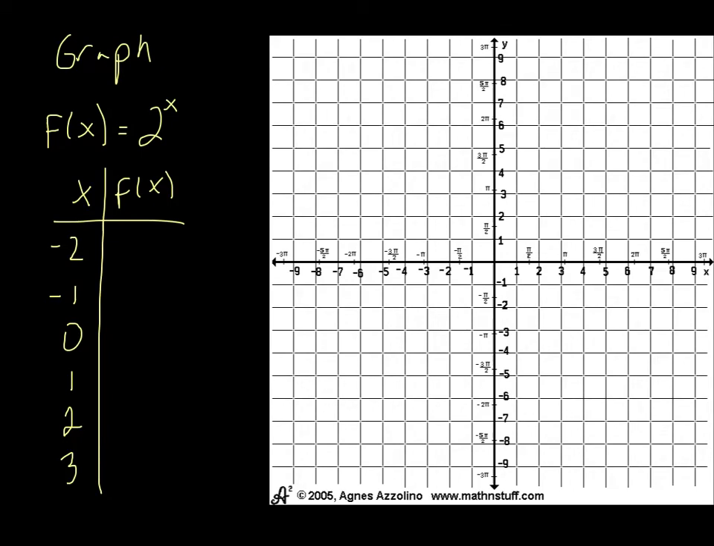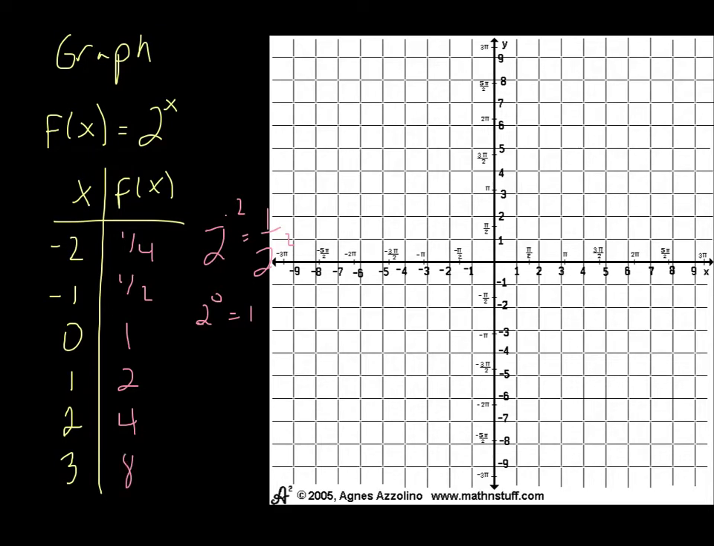So let's look at the graph of the function f of x equals 2 to the x. So we're going to make a table of values here. When x is negative 2, that means we're going to have 2 to the negative 2 power, which really means 1 over 2 squared, which is 1/4. If x is negative 1, that would be 2 to the negative 1 power, which is 1/2. When x is 0, anything raised to the 0 power is just 1. 2 to the first power would be 2, 2 to the second power would be 4, and 2 to the third power would be 2 times 2, which is 4, times 2 again, which is 8.